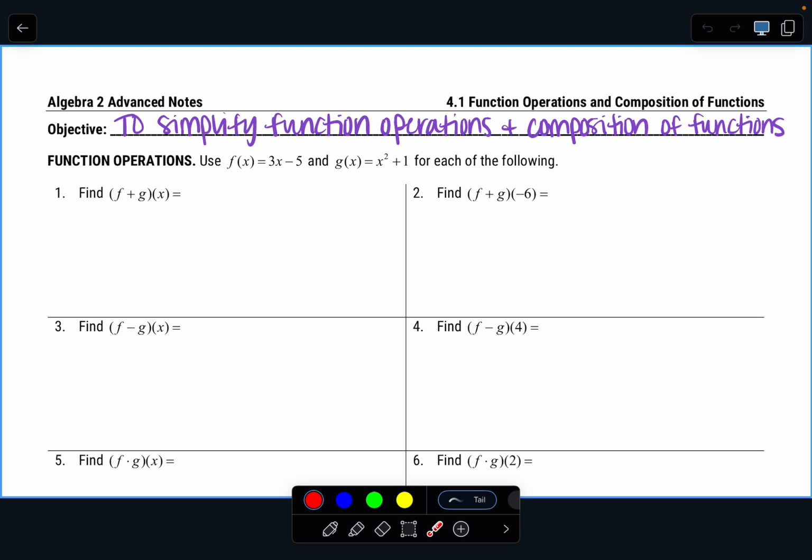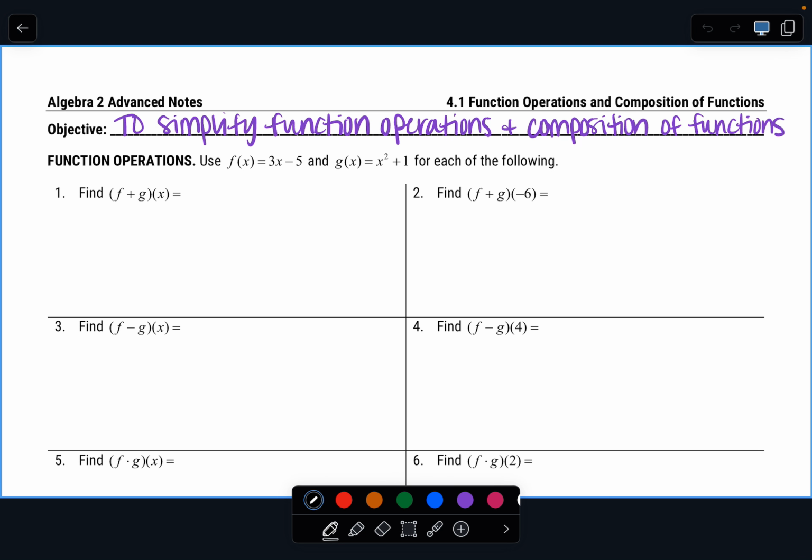I oftentimes will have students try to ask in the middle of a test, what am I supposed to do for this question? I cannot help you with that. That is something where if you see this notation, you have to know what it means. So we're going to start off easy.